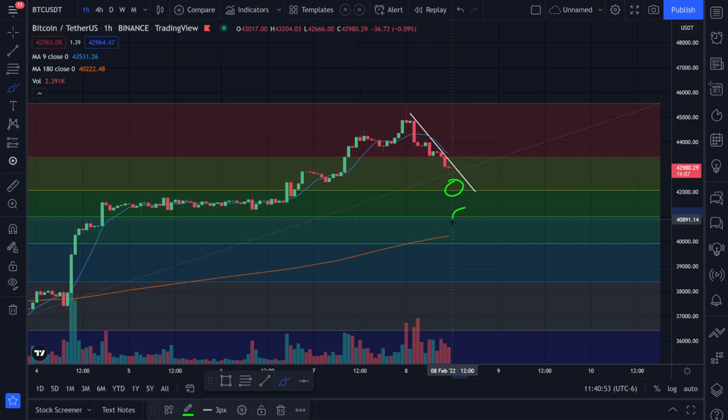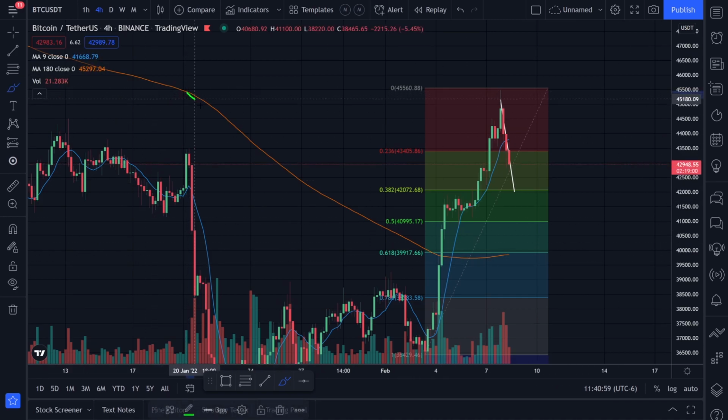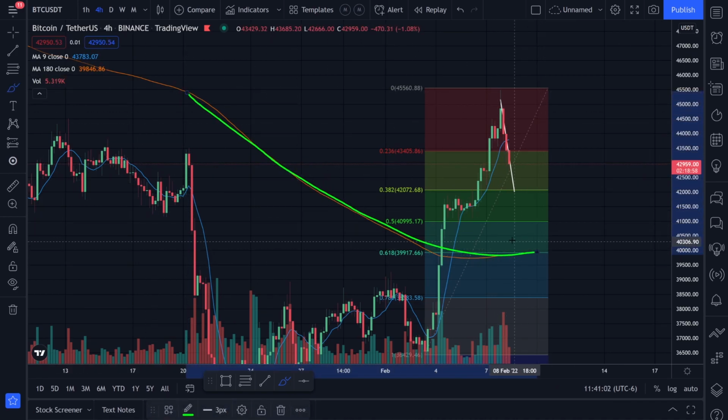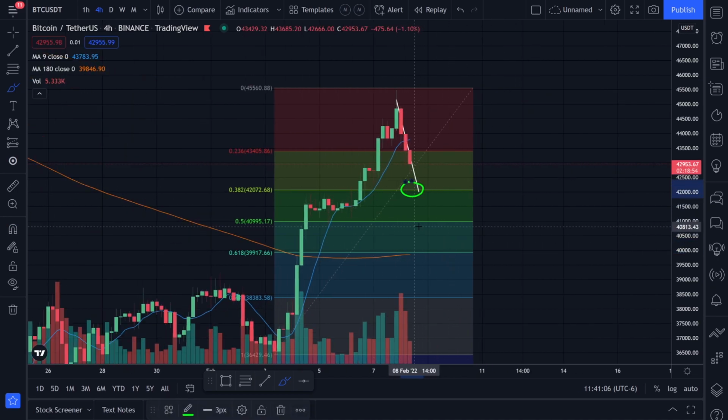then I'm going to be kind of looking at these Fibonacci retracement levels, and also maybe this 4-hour time frame 180 moving average, something like this. Maybe we can get a bounce on this 180 moving average or these Fibonacci retracement spots. These levels are sitting at around 42,072 is the 38% level, and then the 50% level is sitting around 40,995. The 61 is down here at 39,917. That's what I'm looking at on my chart.